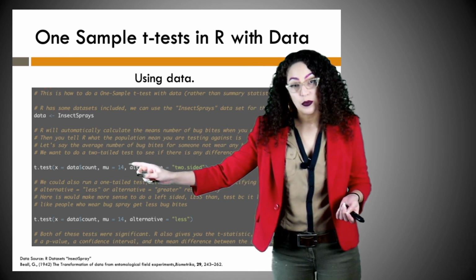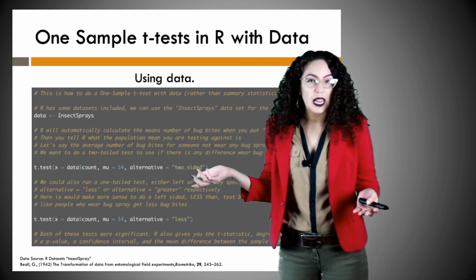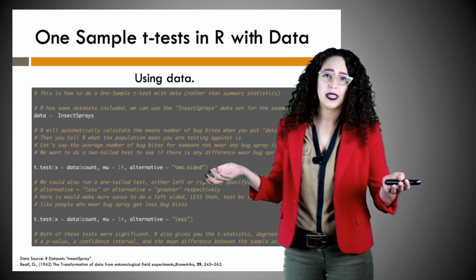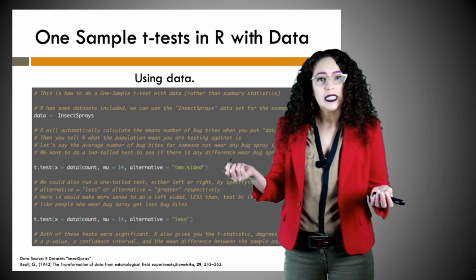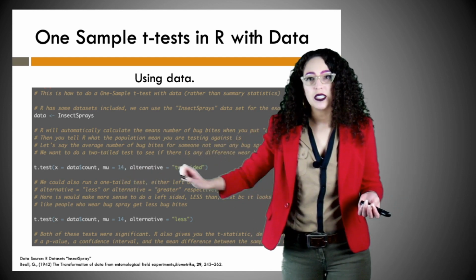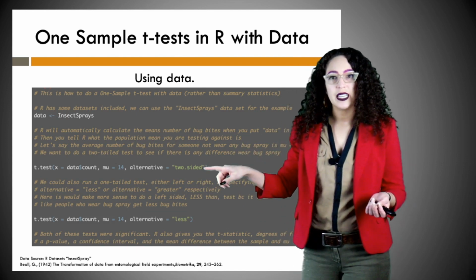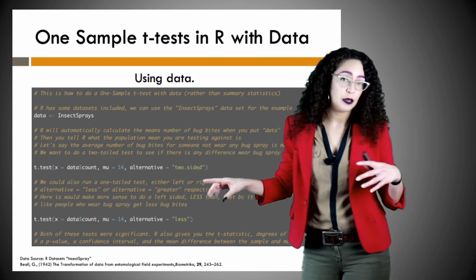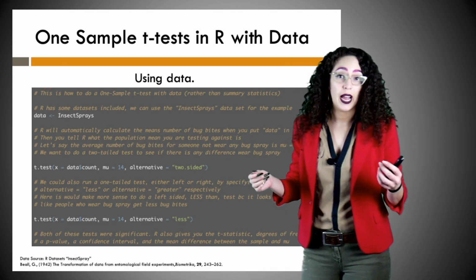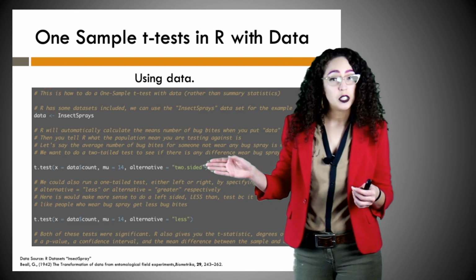Then we have mu, which is 14. I just made it up, maybe the average number of bug bites we get in the summer, getting eaten alive. So 14 bug bites is the average we're going to test against. And we're going to say two-tailed, because maybe this bug spray attracts insects, so maybe it'll be higher. So that is how you would do a two-tailed.